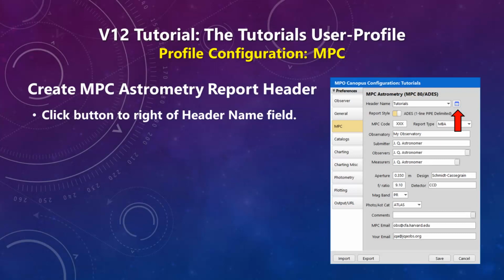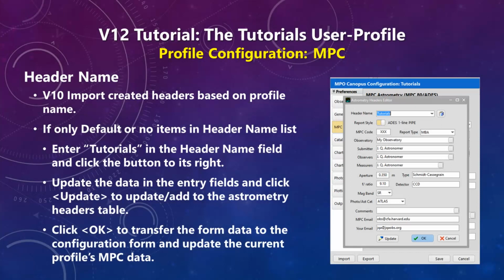Once you've entered the values, if not already done, click the button to the right of the header name value. By default, this form should have the same information as the MPC tab, but only if there is an entry in the Astrometry database headers table. If the data don't match, enter tutorials in the header name field if necessary, and make the data match those on the MPC tab. Click the Update button before clicking OK. This saves the data to the headers table. When the form closes, the values on the MPC tab should match those you just saved.